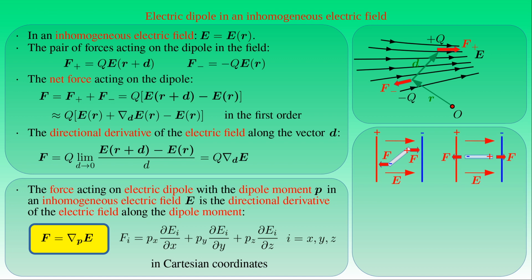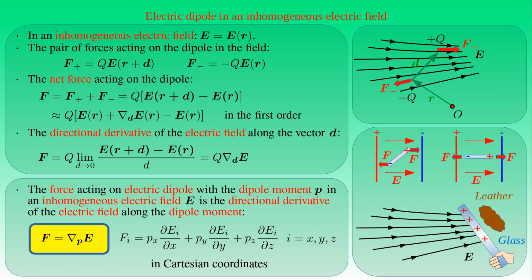In another example, we charge a glass rod by rubbing it with leather, and an electrically neutral sphere becomes a dipole due to the separation of charge in the electric field of the charged glass rod. The inhomogeneous electric field of the rod will attract the sphere since the field exerts a force on the dipole in the direction of the increasing field.